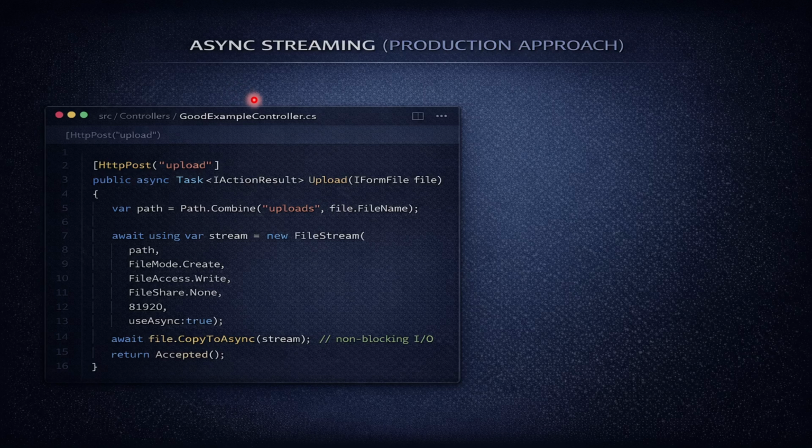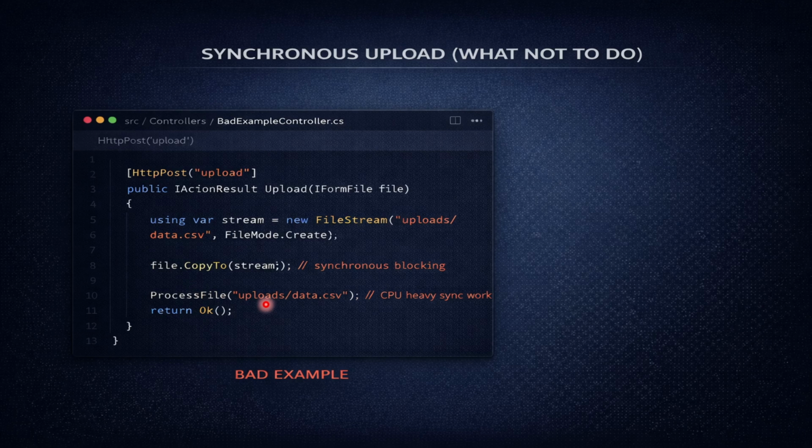But in the asynchronous one, CopyToAsync doesn't block the thread. When the disk is busy, the thread returns to the pool. This is how you scale under concurrency. It's not about the syntax, it's about freeing up the threads. So asynchronous code helps us free a lot of threads which might have been blocked because of the synchronous blocking.